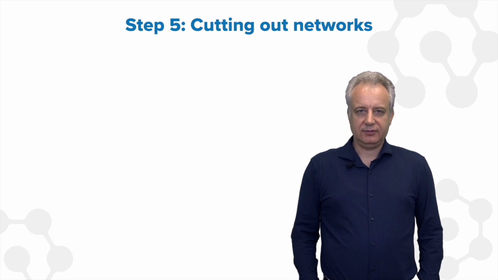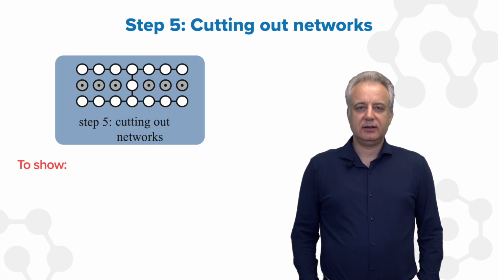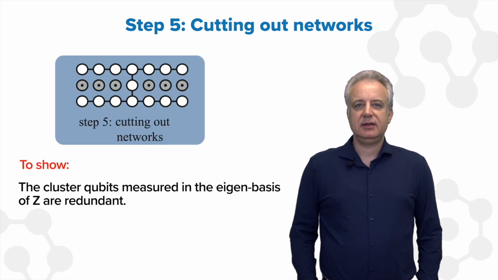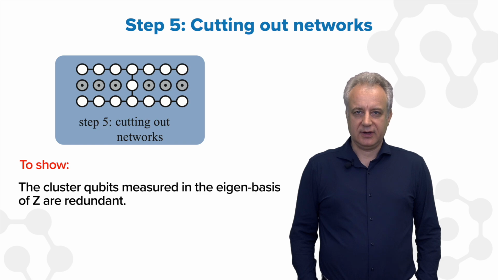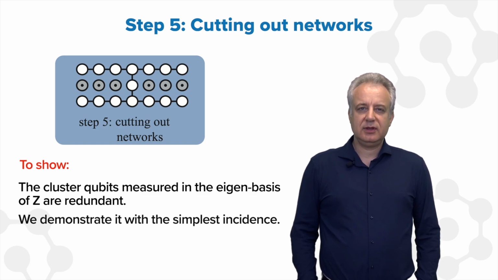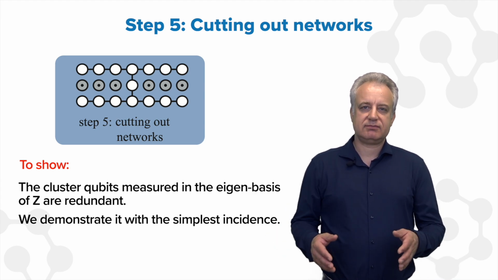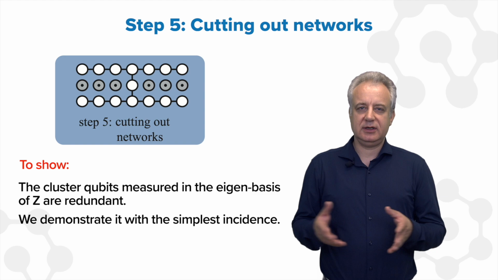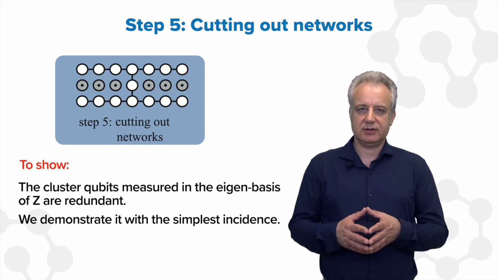Step number 5, we want to show that the cluster qubits measured in the eigenbasis of sigma z are redundant. We want to show that they don't have a logical effect. So let's do this here only in the simplest possible instance. And once you follow this example, then you can do the more general ones by yourself.